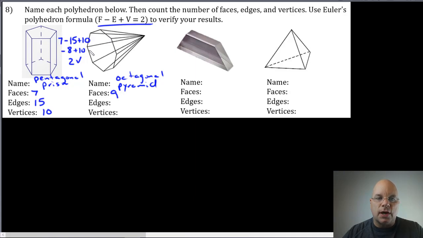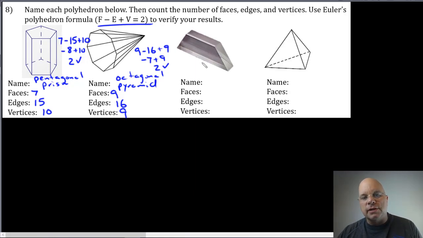There are 8 edges on this octagon, and then there are 8 more edges going to this vertex, so there's a total of 8 and 8, or 16 edges. The number of vertices would be 8 on the octagon, and then this single extra vertex at the top of the pyramid, so we have 8 plus 1 for 9 vertices. Substituting into Euler's formula, we have 9 minus 16 plus 9. 9 minus 16 is -7. -7 plus 9 is 2. And so that satisfies Euler's polyhedral formula.